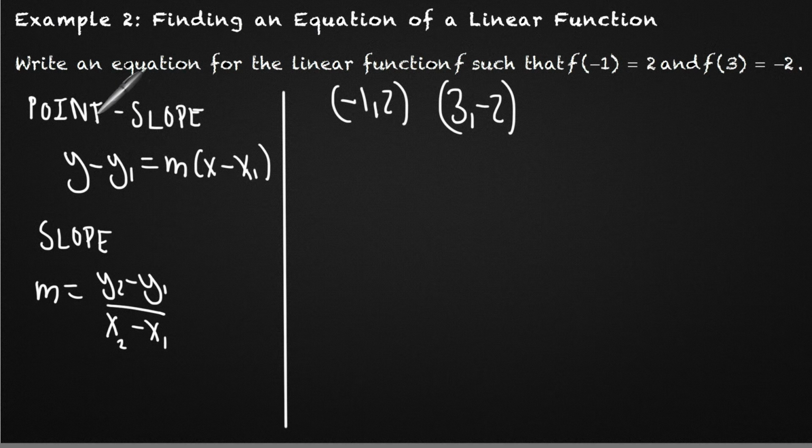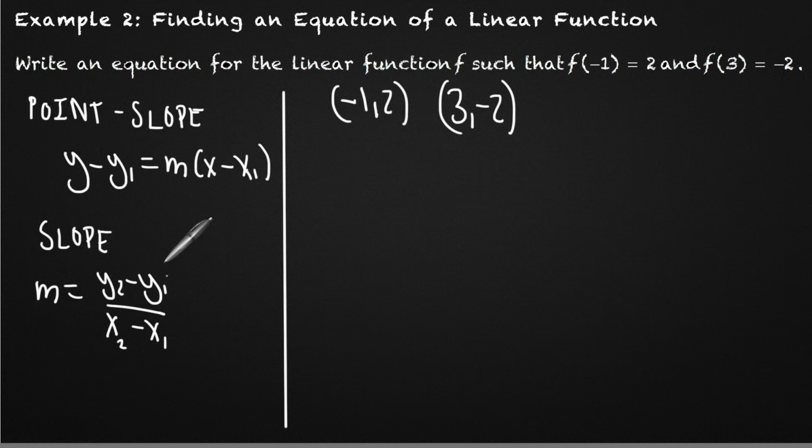We call this formula the point-slope formula because you need two things in order to use this formula. You need a point that the line goes through. We have two of them here, so we're fine there. And we need the slope, m, between these points. That's what we don't have.